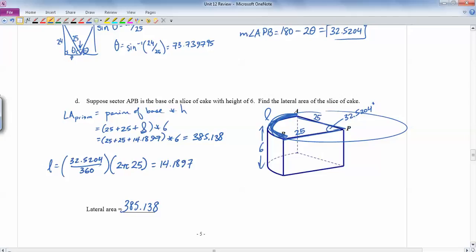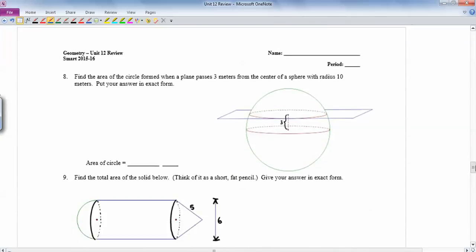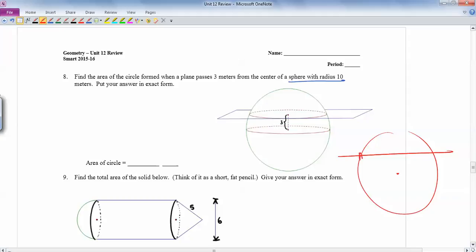Okay, so let's do number 8 as well. Okay, so find the area of the circle formed when a plane passes 3 meters from the center of the sphere with radius 10 meters. So the sphere has radius 10. Okay. So if I had a 2D version of this problem, and I cut it right there, I just get a segment. And this would be 3.